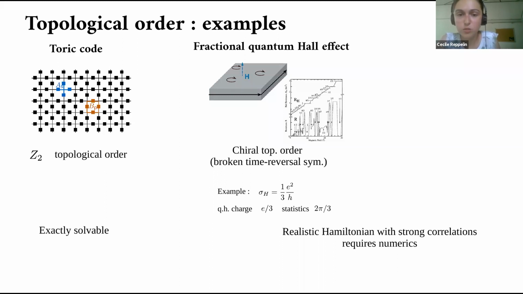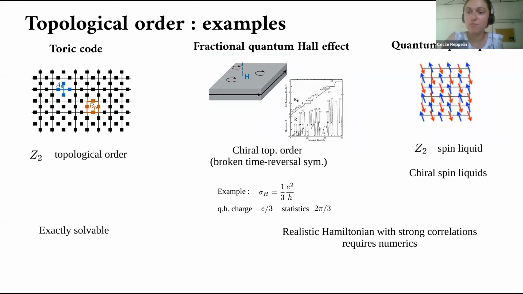And the most basic example of fractional quantum Hall effect is the 1/3 fraction, which has Hall conductivity equal to 1/3 times e squared over h, the quantum of conductance. And the excitations for this phase are anyons, which have a charge e over 3 and an exchange statistics equal to 2 pi over 3.